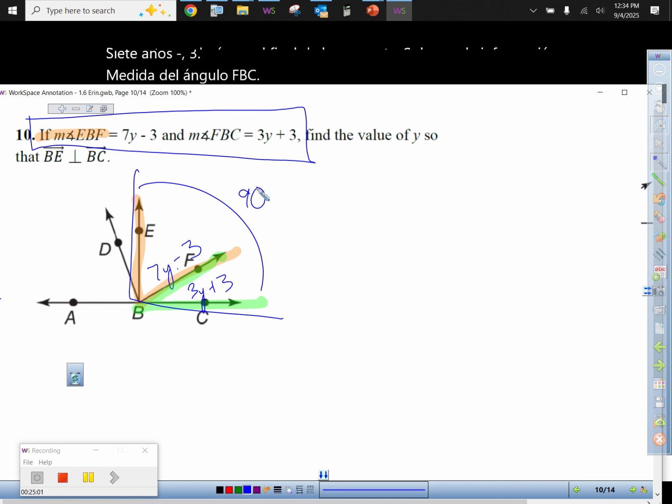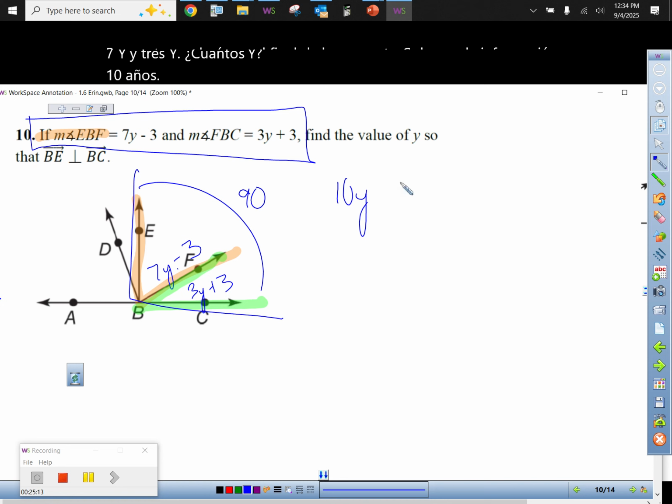So let's try it. 7y and 3y. How many y? 10y. Adding up our constants, -3 and +3, how much does that add up to be? Nothing, right? So you don't need to put it. And that would equal how much? 90. Solve for y. What do you get? So if y was 9, those would be perpendicular to each other. What do you think? Not bad, huh?